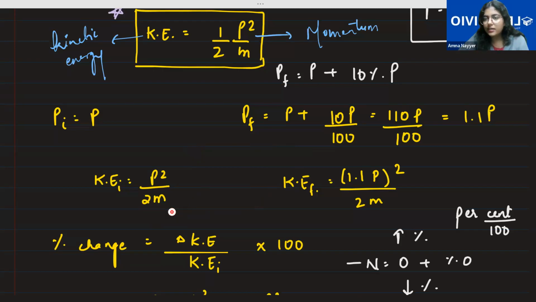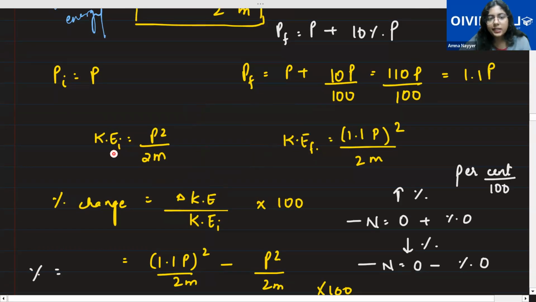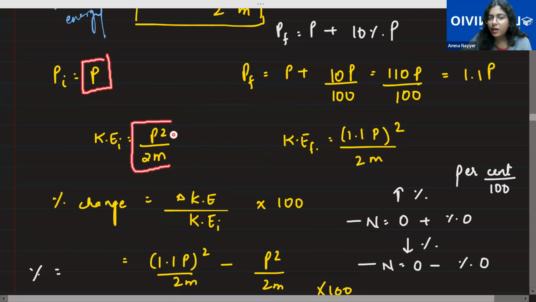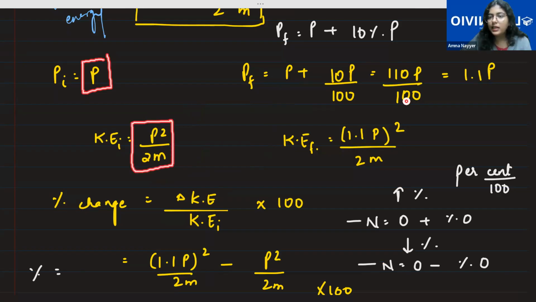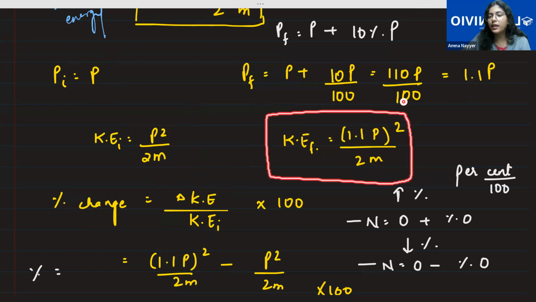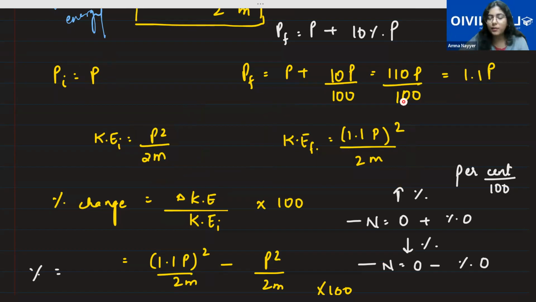If I have 5, when I say it's percentage, we'll have to multiply it with 100. Initial kinetic energy will be, initial momentum is P, so P square by 2m. Final momentum is 1.1 P. So square it, it will become 1.1 square P square by 2m. That is 1.21 P square by 2m.